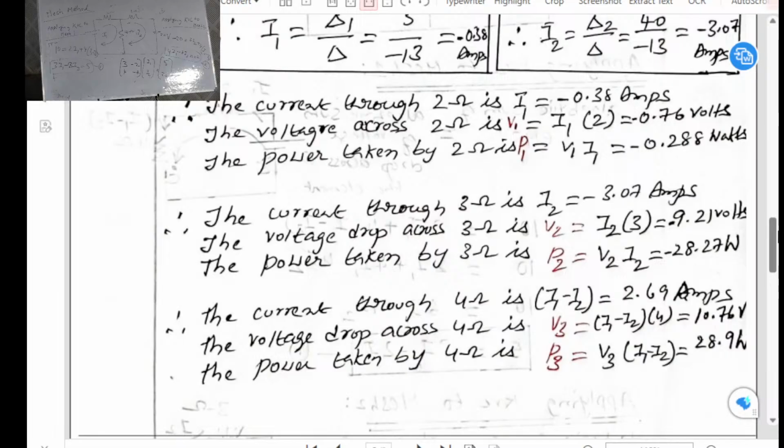The current through 2 ohms is I1. Confirm from the problem.